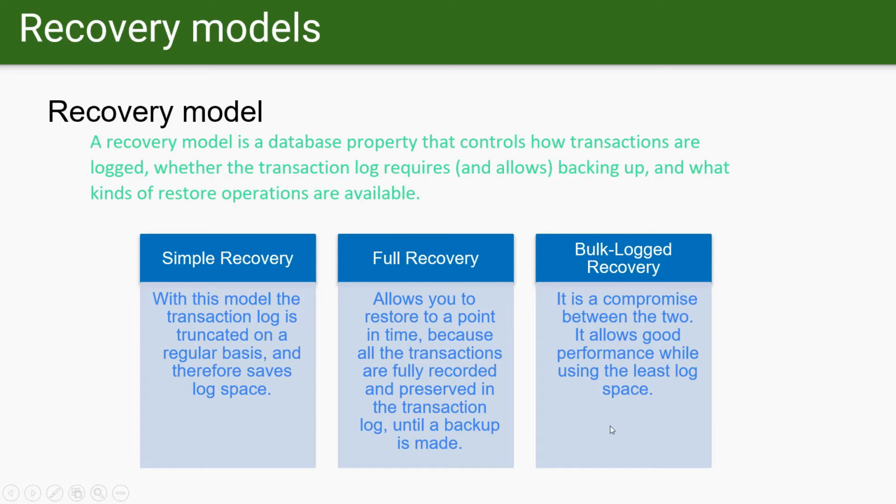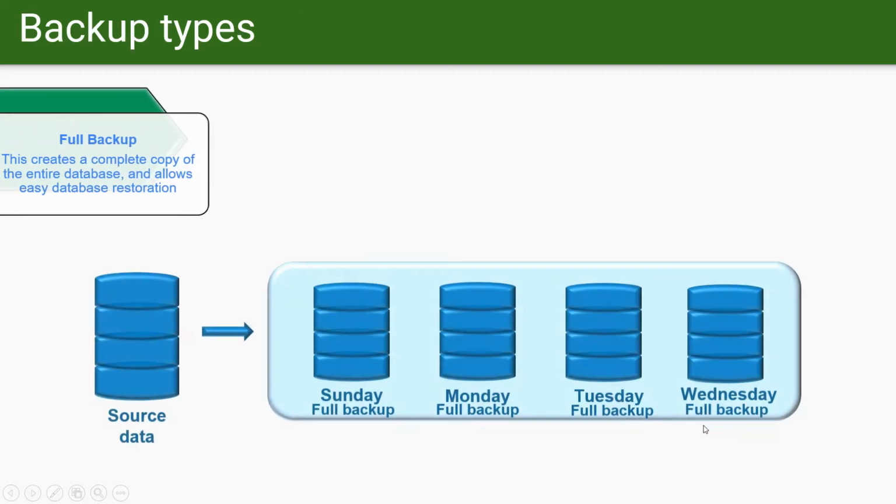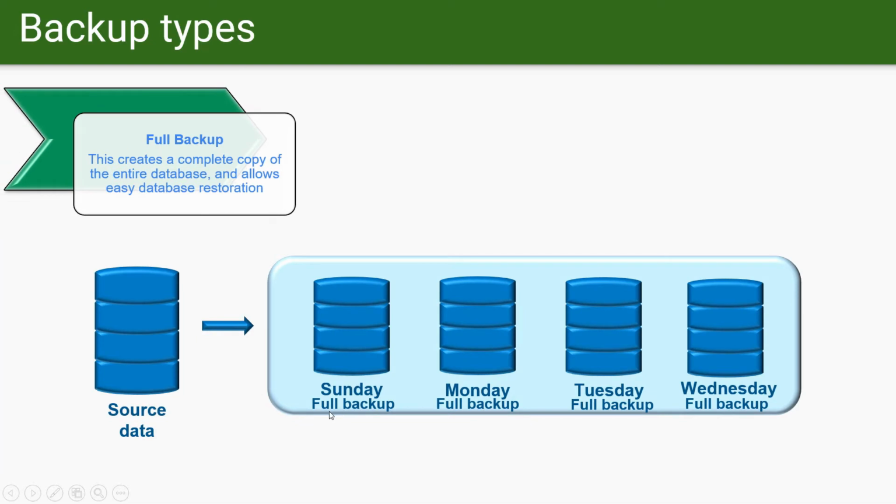Knowing the recovery models, we're now going to look at the three most common types of database backups we can make in SQL Server. First we have the full database backup. As the name suggests, this is a complete copy of the entire database, including all data files and the active part of the transaction log.